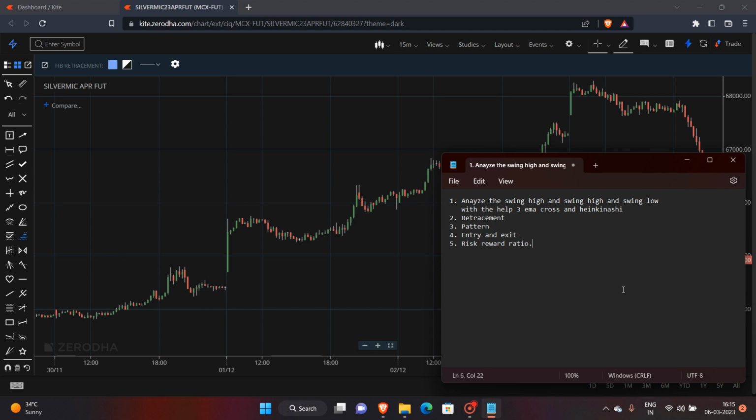Also, whenever the market moves, it will not move in one direction continuously. It has to retrace, and when it retraces, it makes a pattern. So we are going to see what pattern it's creating when it does the retracement, and also when to take the trade and what our exit point would be, and also the risk reward ratio. We have to maintain our risk reward ratio, otherwise there is no use. So let's start the video.